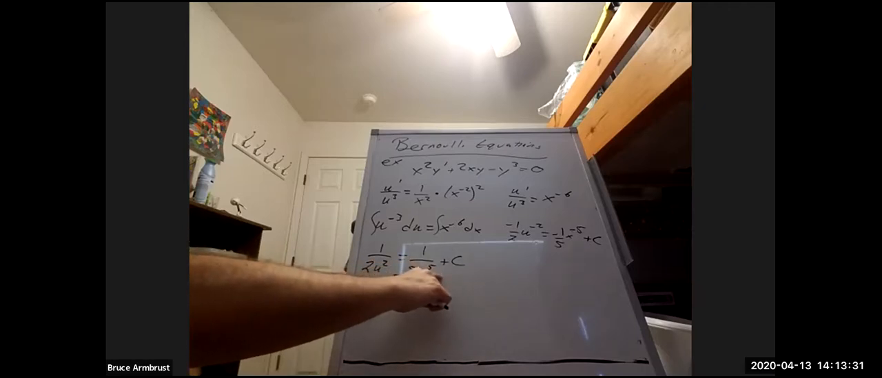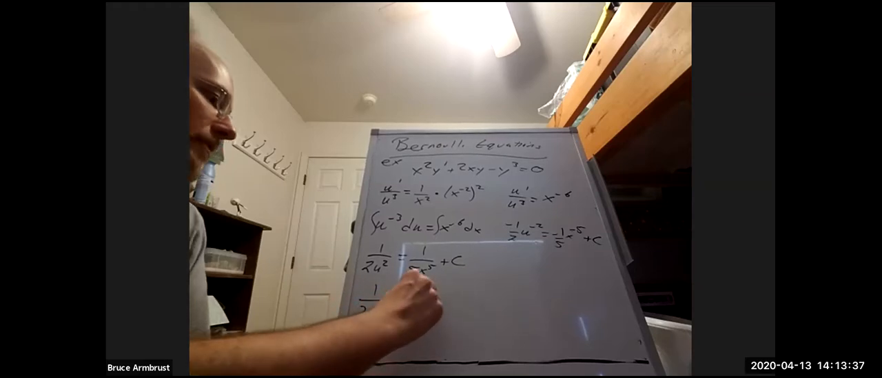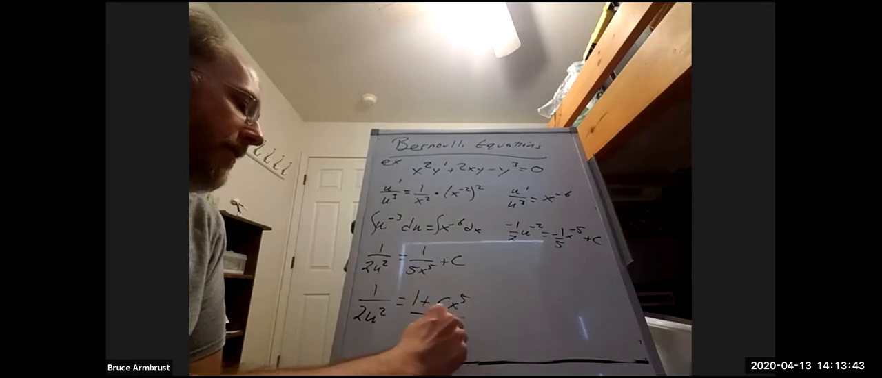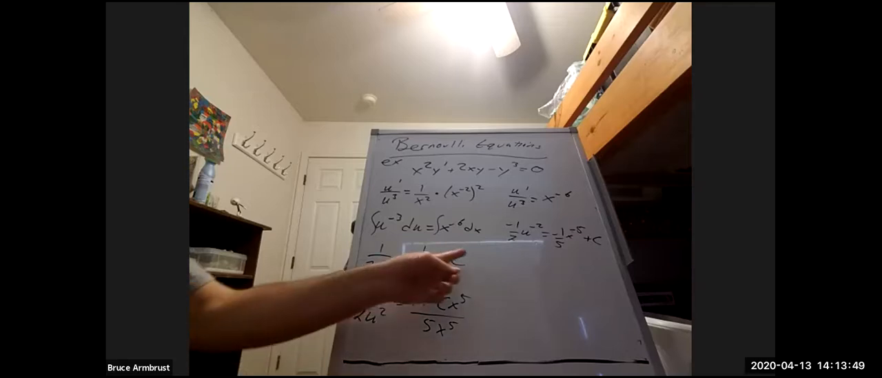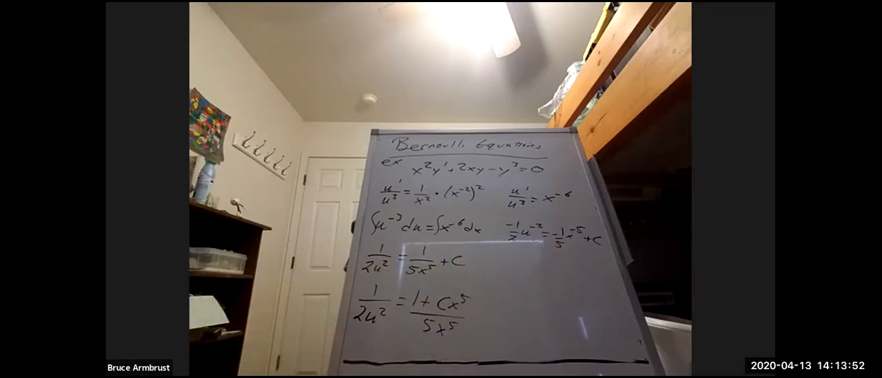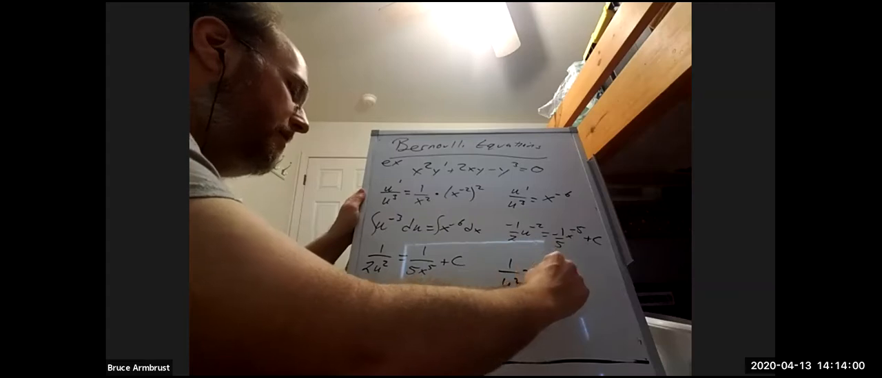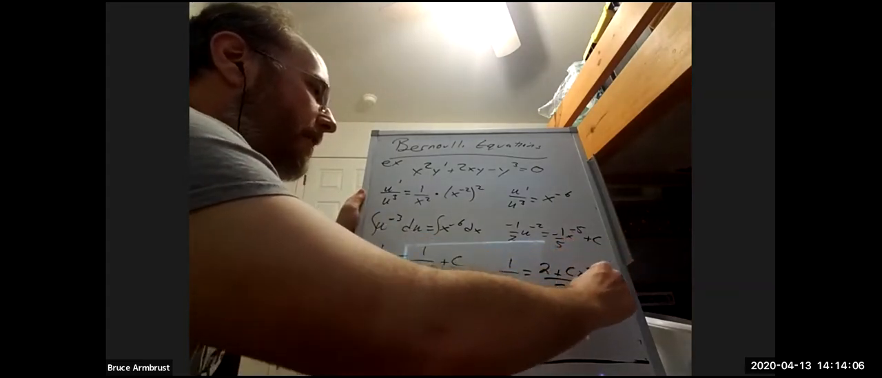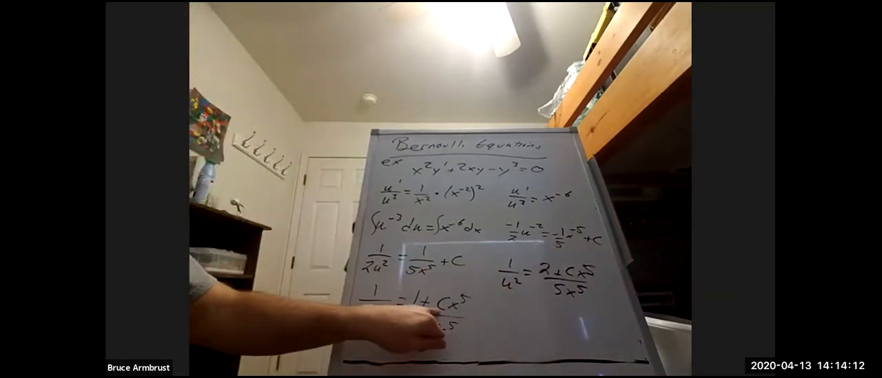Let me get a common denominator here. So we get 1 over 3u cubed equals 1 plus cx to the 5th over 5x to the 5th. And again, this is a new c. It was that old c times 5. So let's multiply by 3. So we get 1 over u cubed is equal to 3 plus cx to the 5th over 5x to the 5th. And again, new c, that was this c times 3.